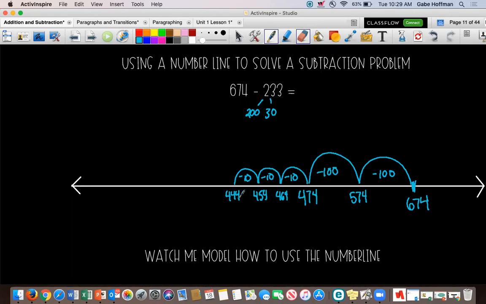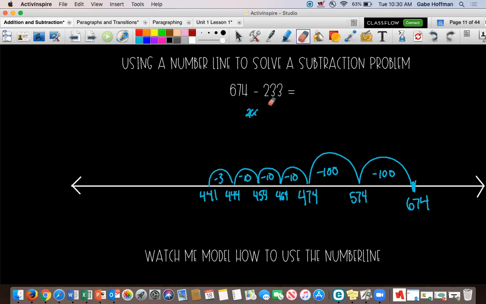And then I have 3 ones, and I can just go back 3 ones and get to 441, right? That's the longer way if I don't want to skip by the whole place, and I need to break it down because it's easier for me. If it's more comfortable for you to do it that way, that's fine, whatever you need to do to get the problem right.